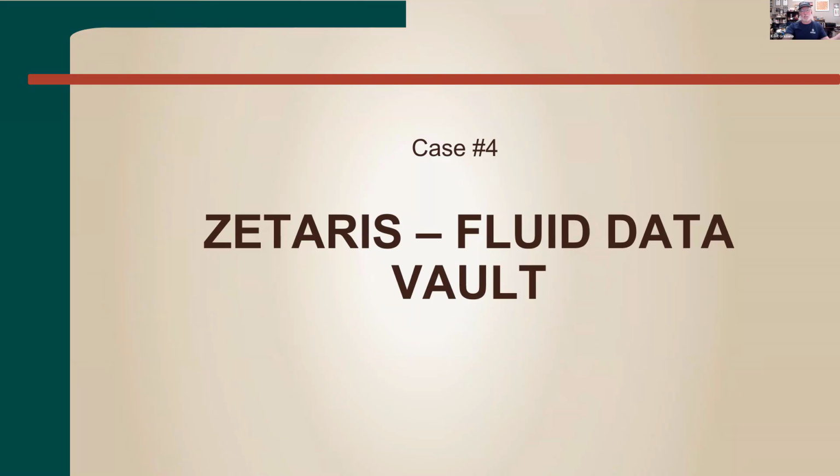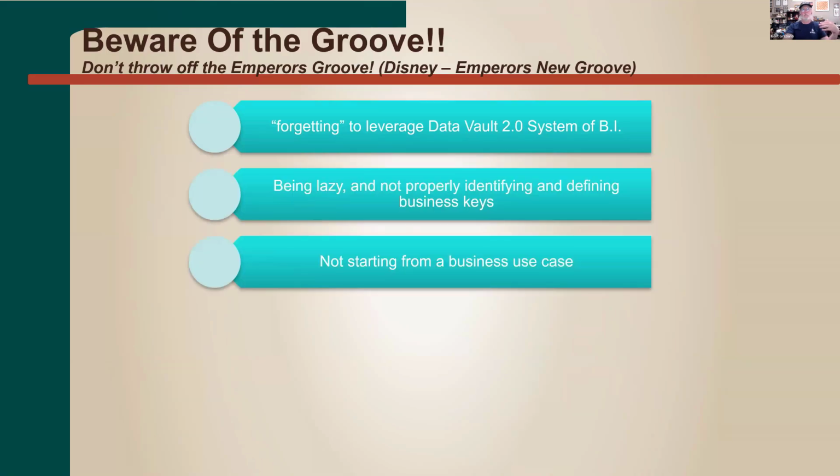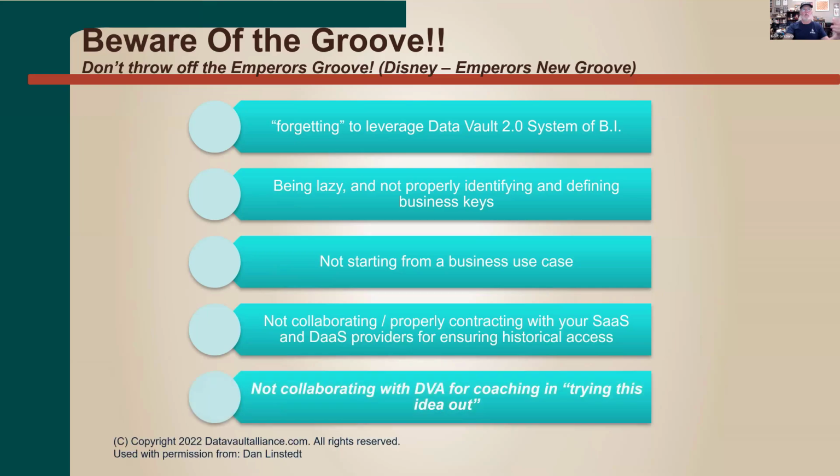And so the next is, this brings us up to the Zataris Fluid Data Vault, and I'm not going to talk about that. I'm going to let Raina do that when we get to her part of the presentation. The thing that we want to be cautious of in all of this is to make sure we, as Dan says, don't throw off the emperor's groove. So let's not forget to leverage Data Vault 2 and its entire system. And that's what I did with my other two projects, my real projects. I just made sure I applied the thought and the concepts of Data Vault 2.